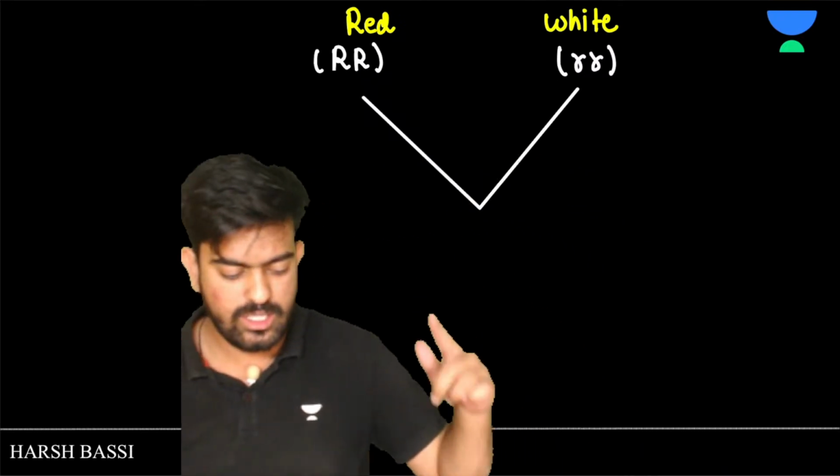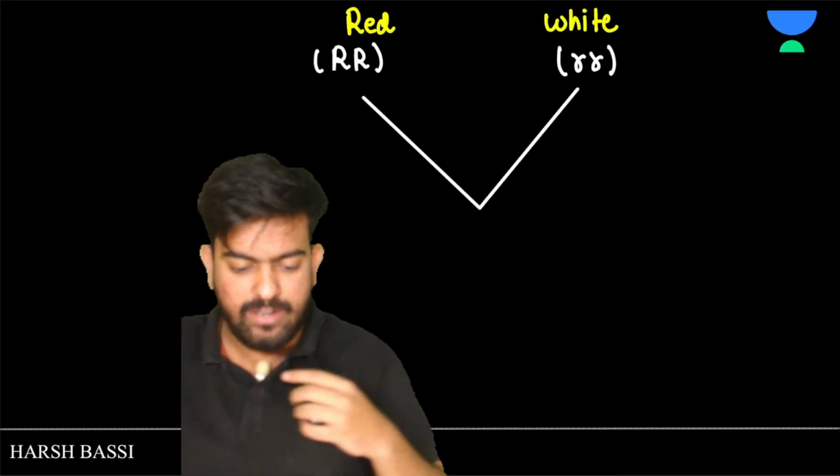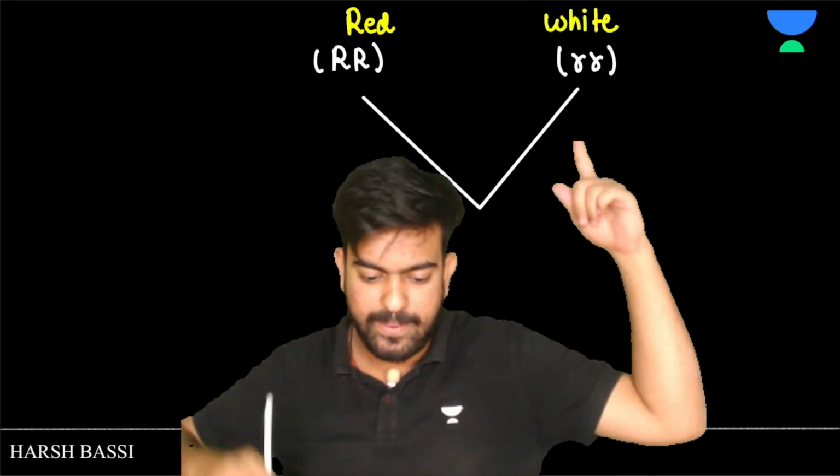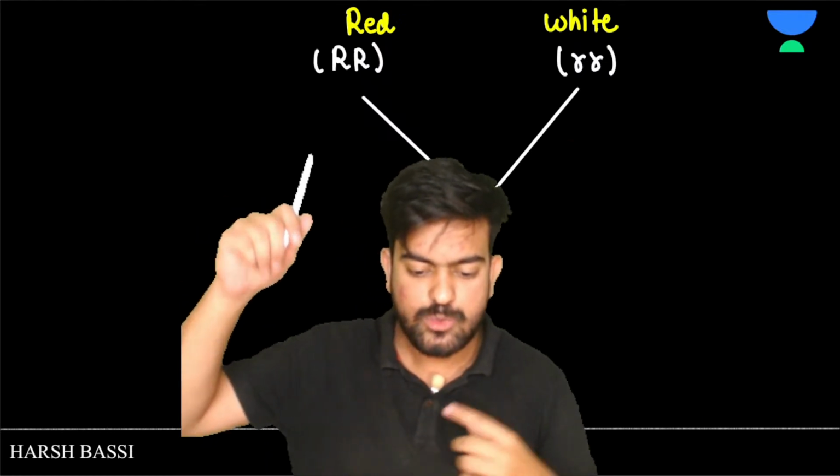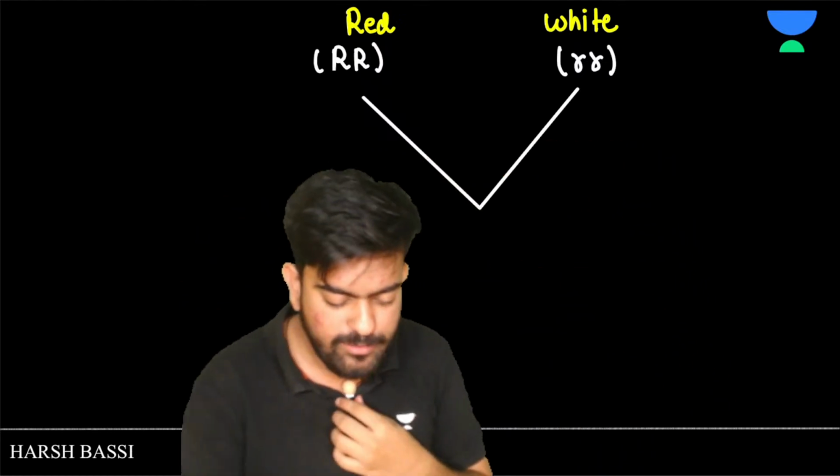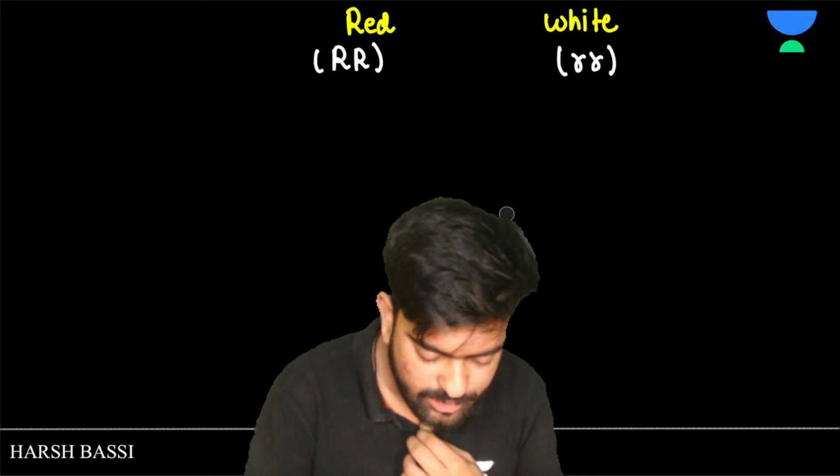Now, this is capital R. Yeah, see, this is the capital R, okay? And this one is the small r. So gametes will be formed. What kind of gametes is this going to give, sir?